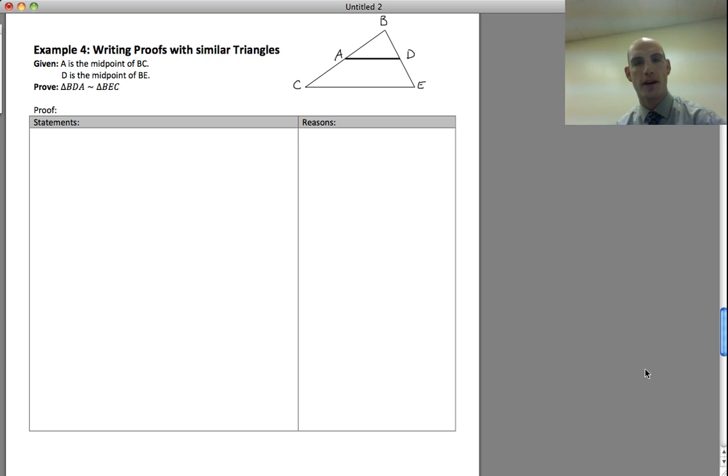Alright, this is the second part of triangle similarity, and what we're going to do is go through a proof, and then we're going to do a problem where we find a length in a real-life situation. So let's talk about this proof first.